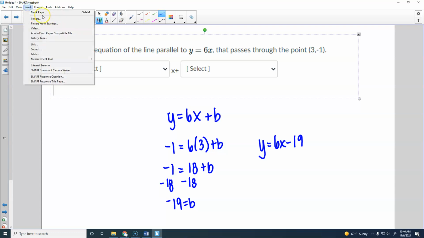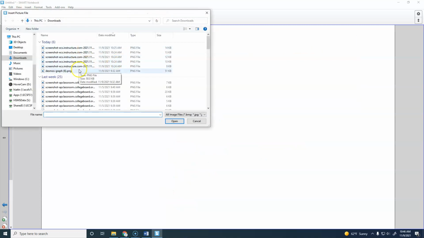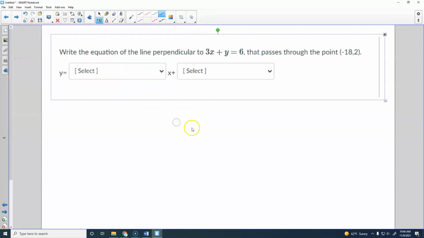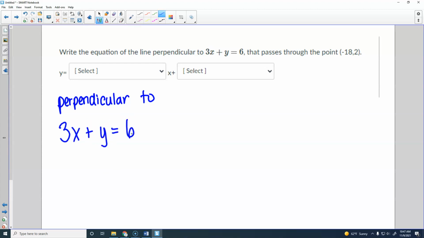All right, next problem. I'm going to write a little bit bigger. It is perpendicular to 3x plus y equals 6 and passes through the point negative 18, 2.